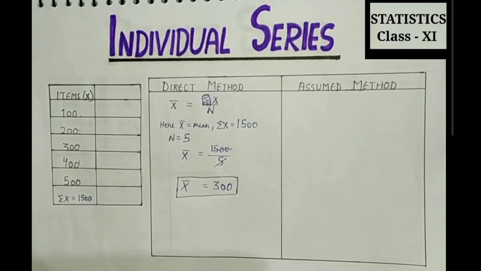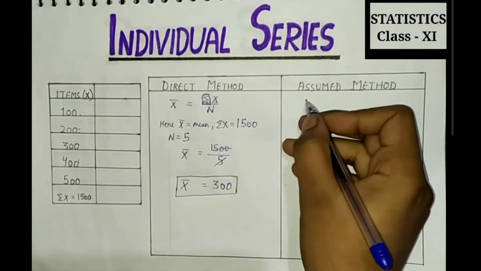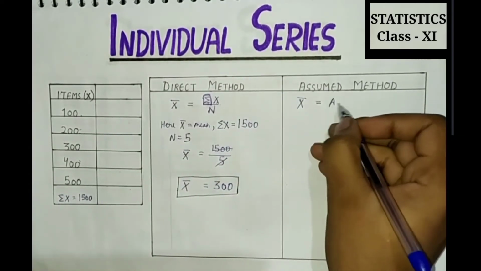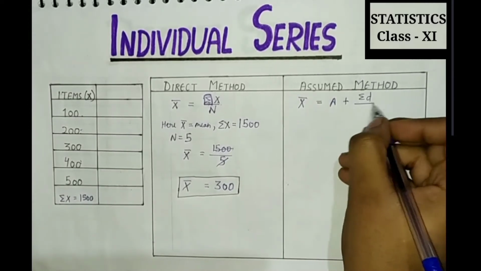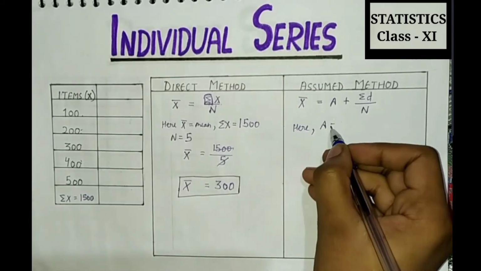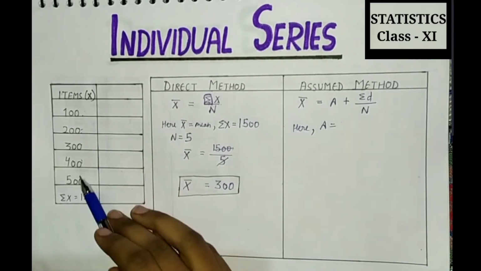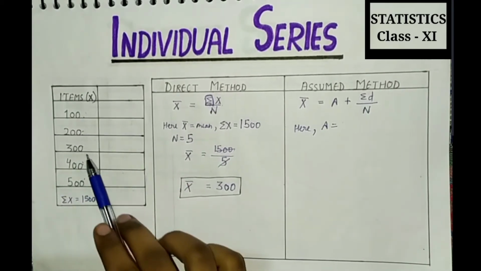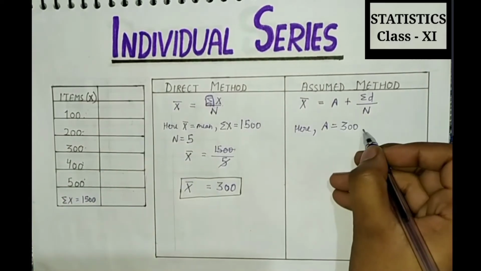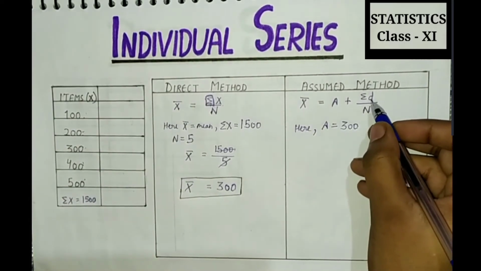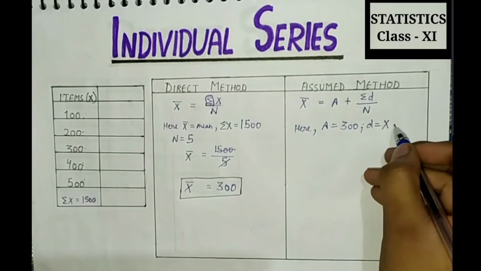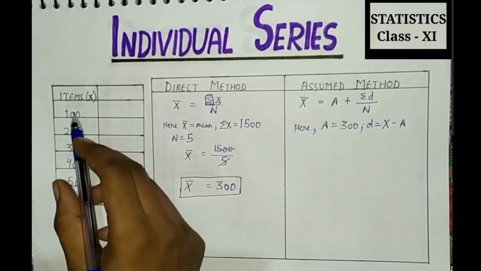Now we calculate the same series by using the assumed method. So the formula for the assumed method is mean is equal to a plus sigma d upon n. Here A means assumed. We have to select any one number in the series and take it as assumed. So for example, I take assumed as 300. Okay, and the next term is sigma d. Here d means deviation, and the formula for deviation is x minus a. So x is our observations.